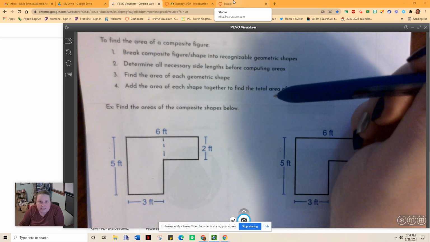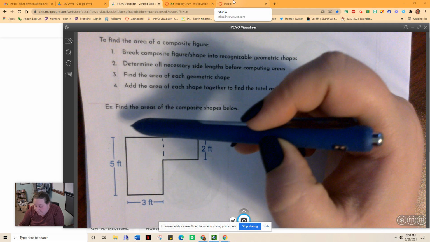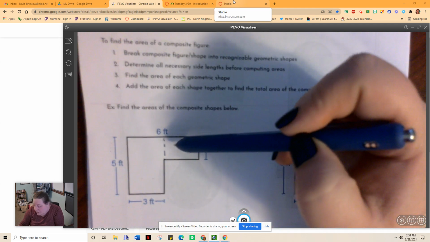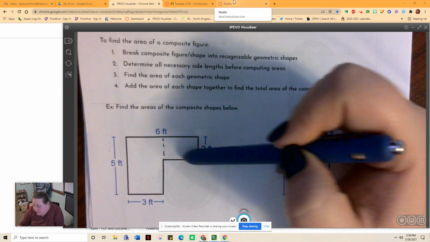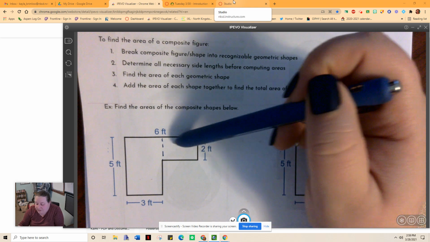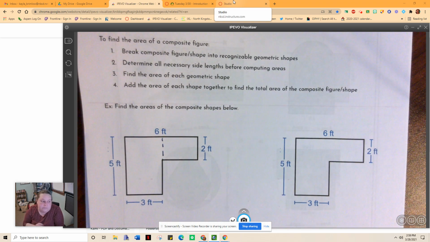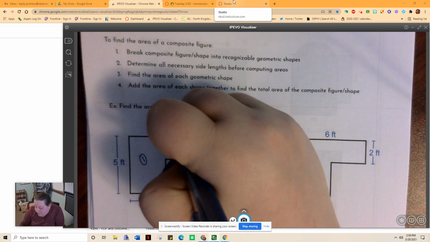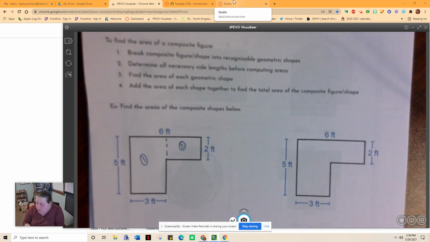Step two is to determine all necessary side lengths. For example, this whole side right here is 6 feet. But for this rectangle, I only need this amount of it. So I have to figure out what that side length is to properly find the area of this rectangle. I'm going to call this 1, and I'm going to call this 2.